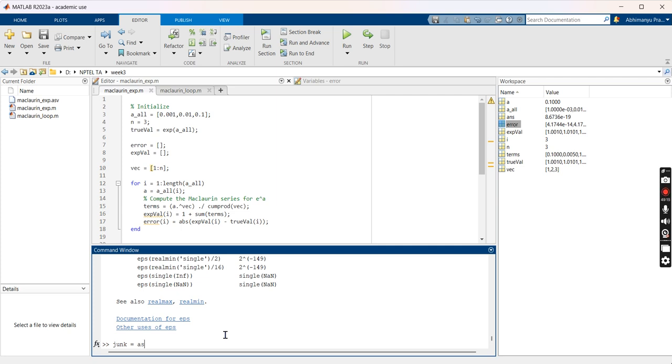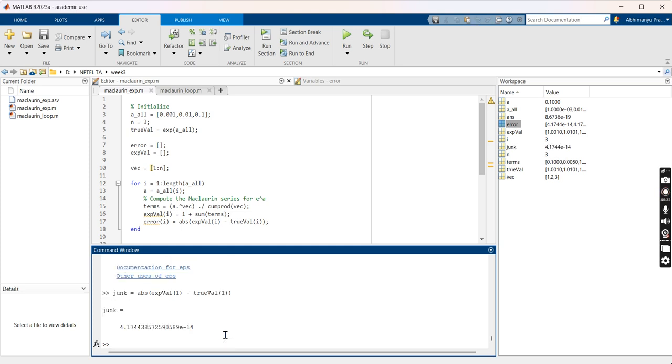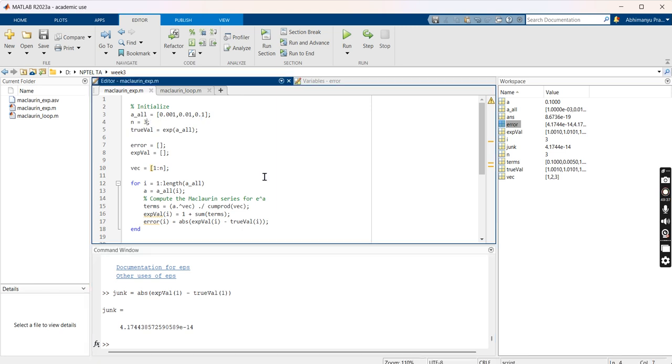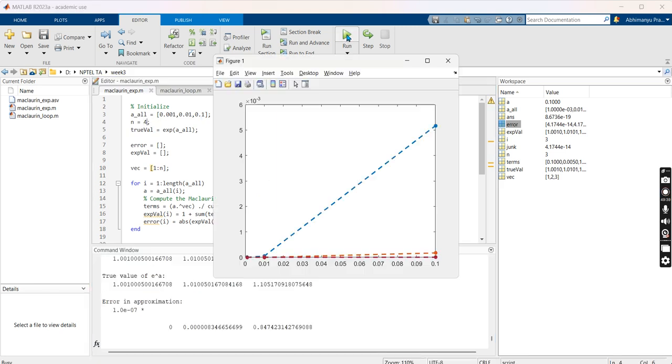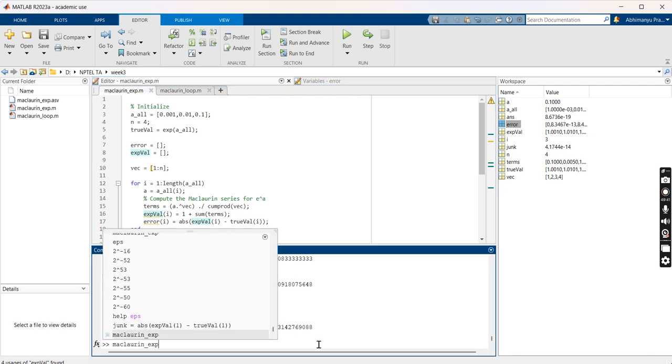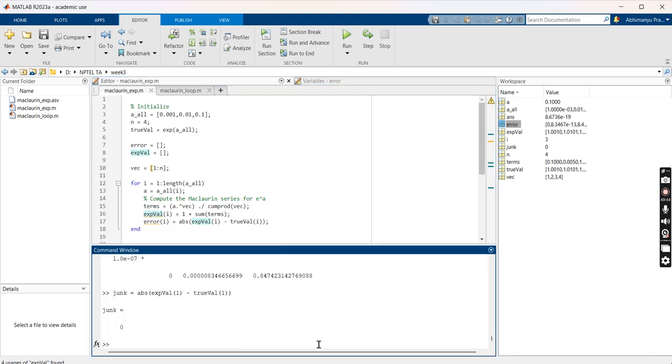Let us just calculate the value like this. So exp val first minus exp minus true val. This is fine. Okay, this is for n is equal to 3. Let us try to do it for n is equal to 4. This just turns out to be 0.